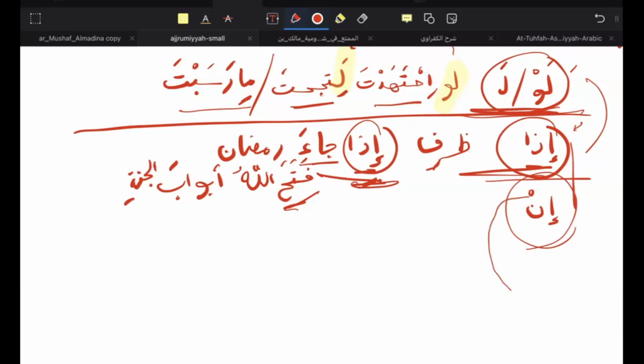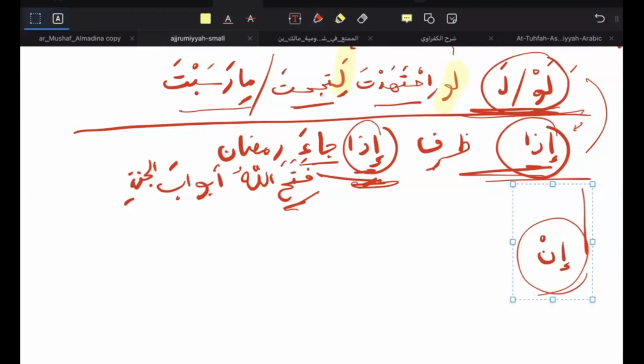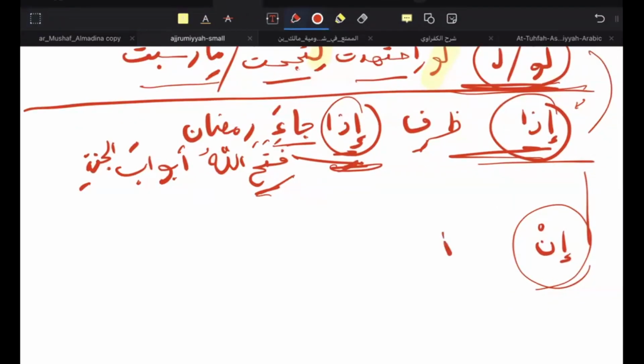And of course, our today's topic is what? Today's topic is the main one, which is in. Okay, so in, what does in mean? In means if. Okay, in is if. This is your standard word for if-then statements.